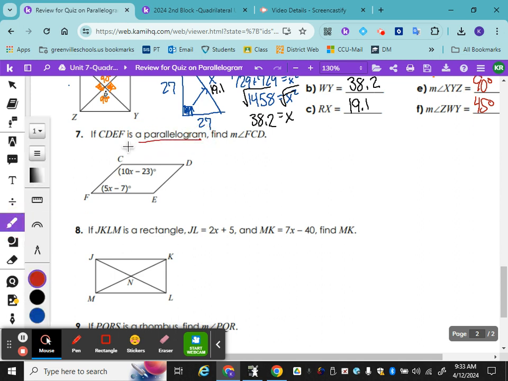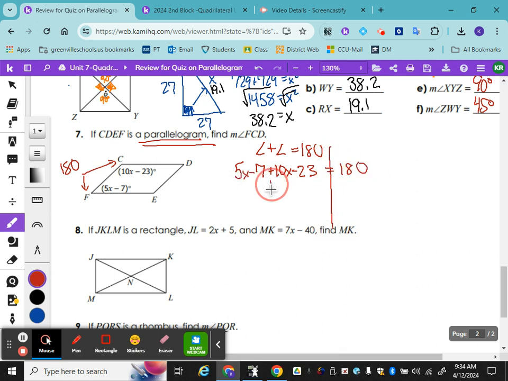Parallelogram. You need to know what shape it is to know the rules. Parallelogram. F and D are equal. F and C add to 180. Those are consecutive. They're on the same side. They add to 180. So 5x minus 7 plus this angle equals 180. So 5x minus 7 plus 10x minus 23 equals 180.